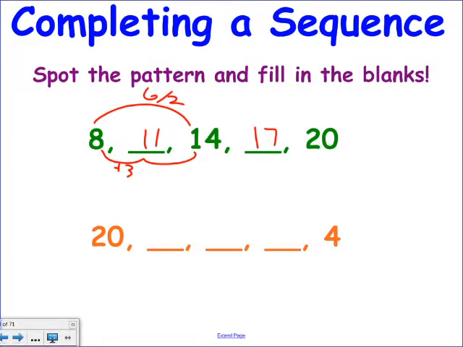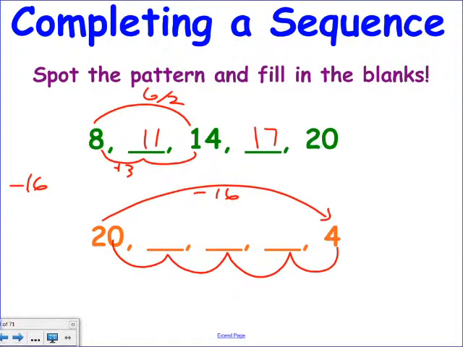Let's use that exact same process for this one. Okay? So I've got 20 and I go to 4. What have I done? Minus how many? 16. I've gone down 16, so I've got minus 16. How many steps do I have to get from here to there? 4 steps. So 16 minus 16 divided by 4 tells me that each step is minus 4. So I take away 4, I end up with 16, 12, 8. Can you see what I've done there?